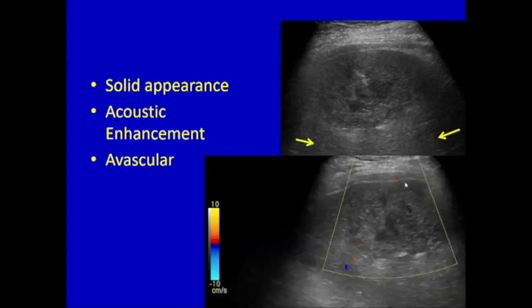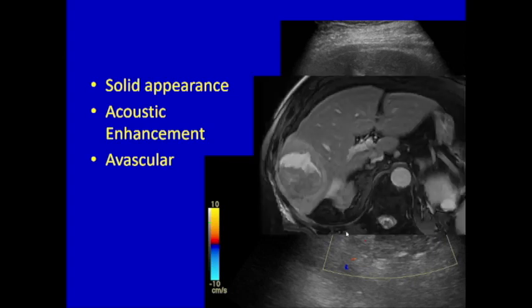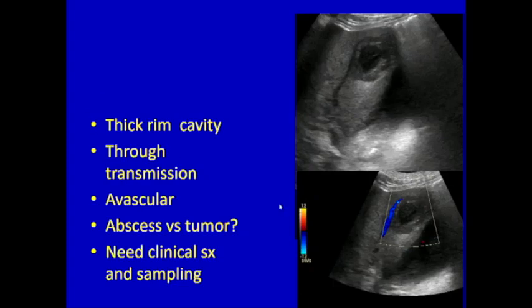I'll turn on the color and hopefully get a little bit better flow than this. If it's avascular, I would be thinking about an abscess. Some of these, this person went on to MR, I'm not sure why, and you can see the halo of edema sort of around this and a fluid and debris level within it. Thick rimmed cavity, through transmission, avascular, is it an abscess or a tumor?